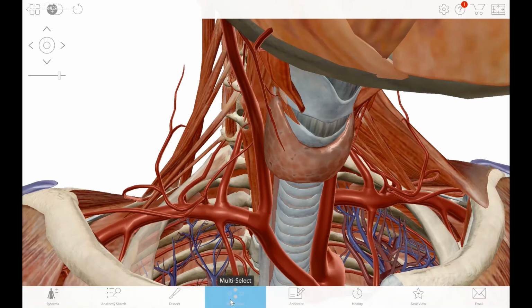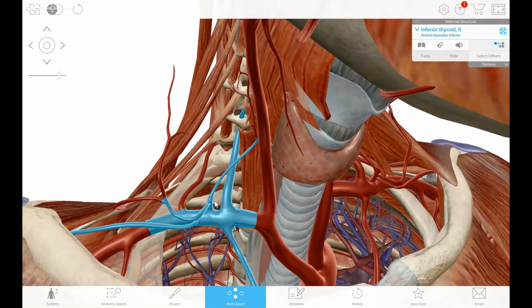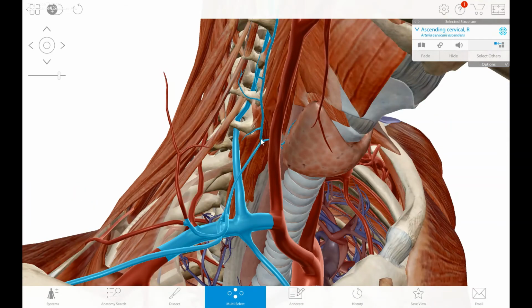Now let's do a speed run of the arteries of the neck, starting with the subclavian artery. So, you've got the subclavian artery, the vertebral artery, the internal thoracic artery, and the thyrocervical trunk. Branches of the thyrocervical trunk are the suprascapular artery, the transverse cervical artery, and the inferior thyroid artery, which gives off an ascending cervical artery.